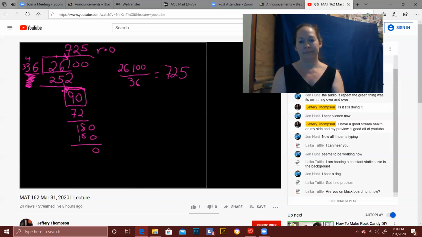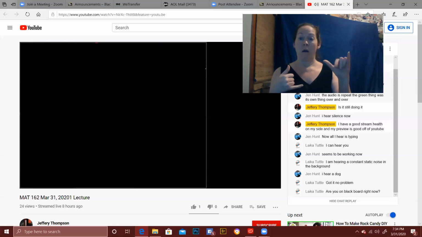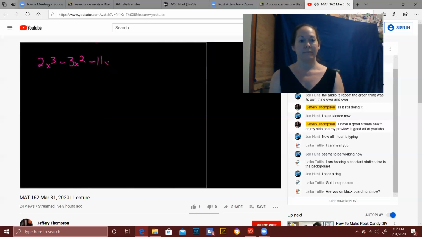So the division I want to do here is going to be a polynomial, and we're going to borrow this algorithm from numerics. So I have 2x cubed minus 3x squared minus 11x plus 7, and I'm going to divide all of that by x minus 3.